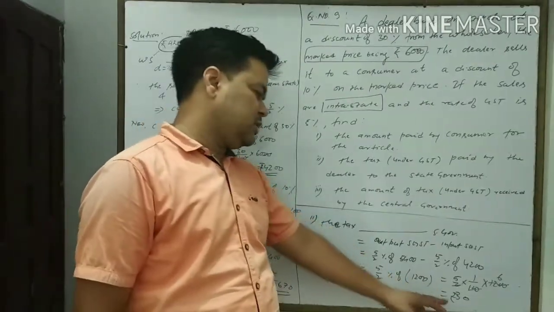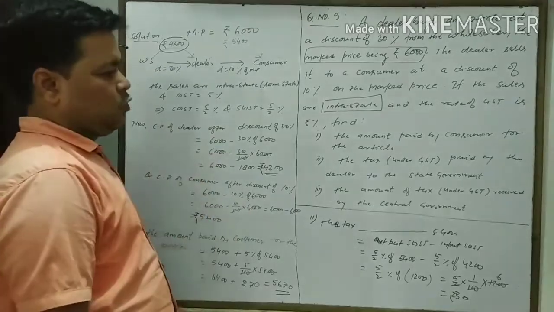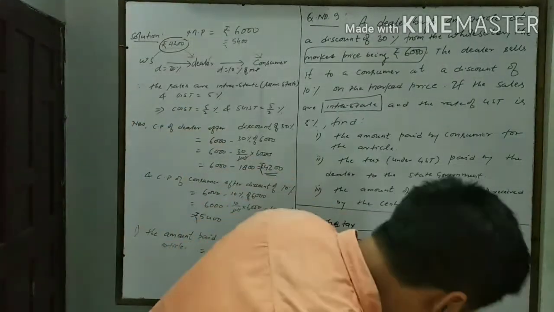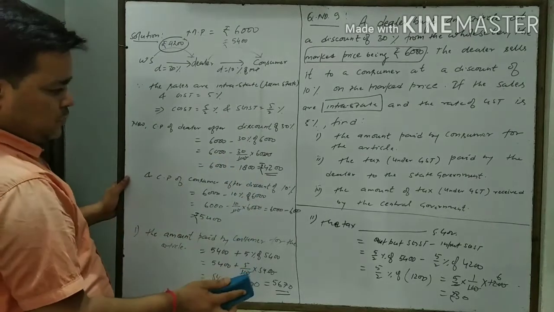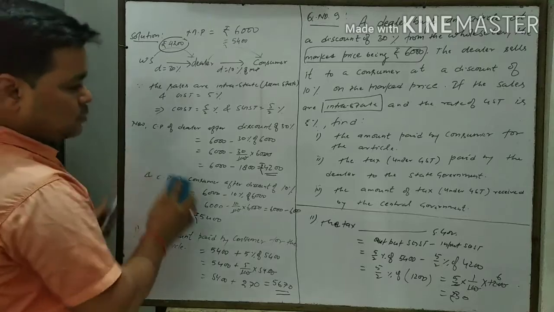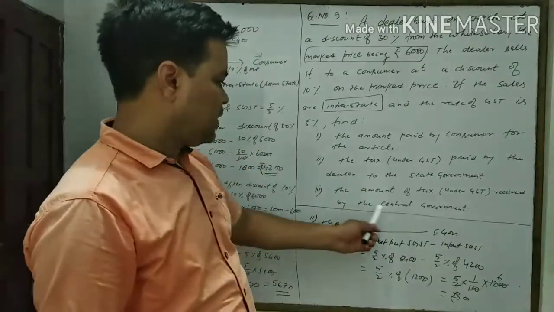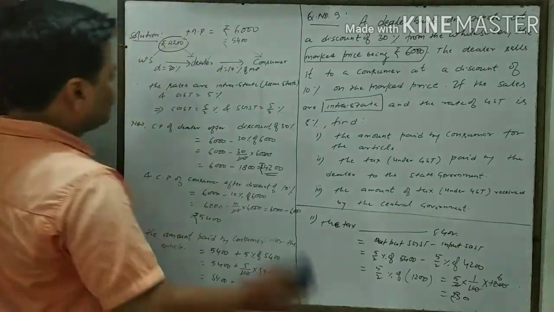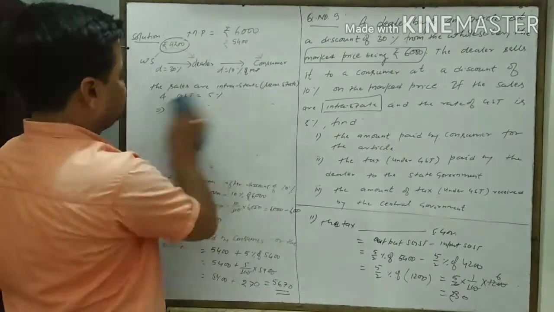Means 30 rupees will be paid by the dealer to the state government. Now let us see about the third part of the question. The third part of the question is the amount of tax under GST received by the central government.